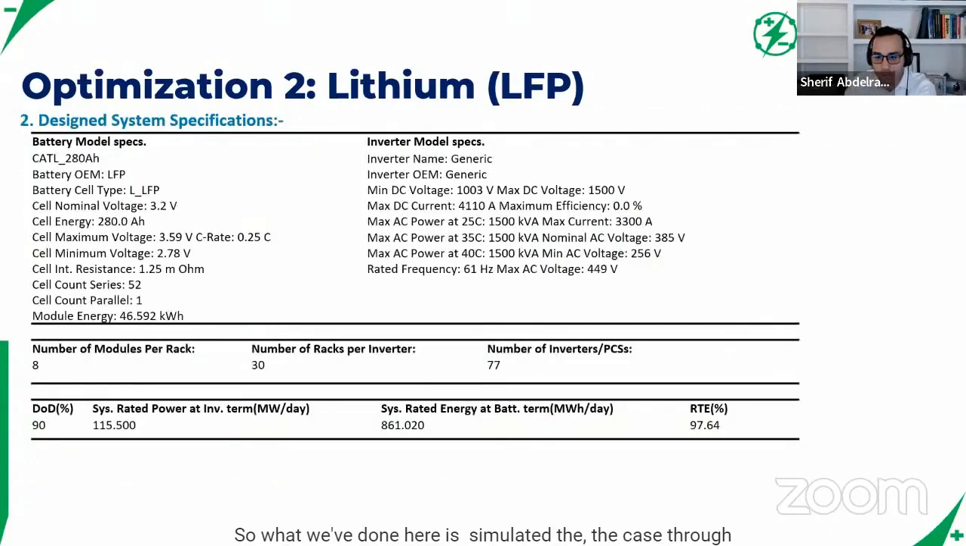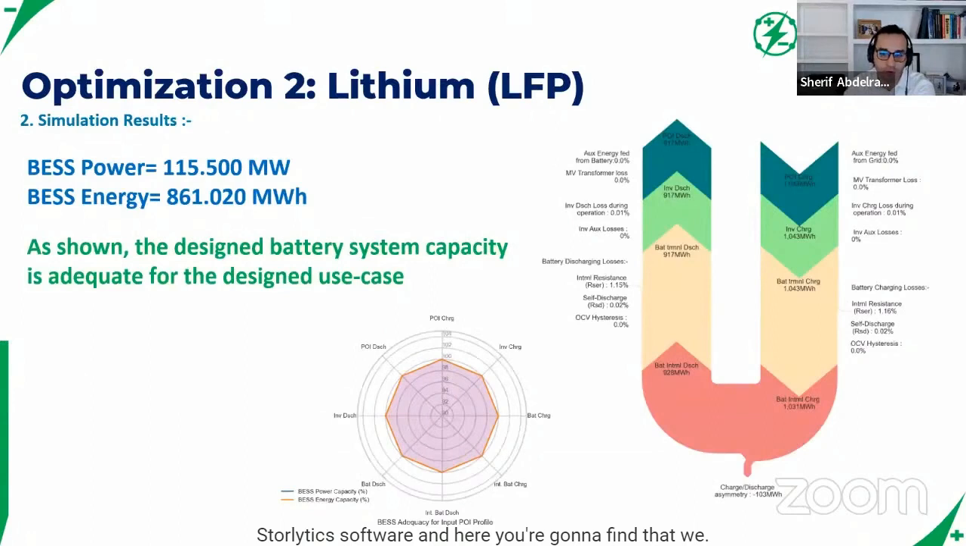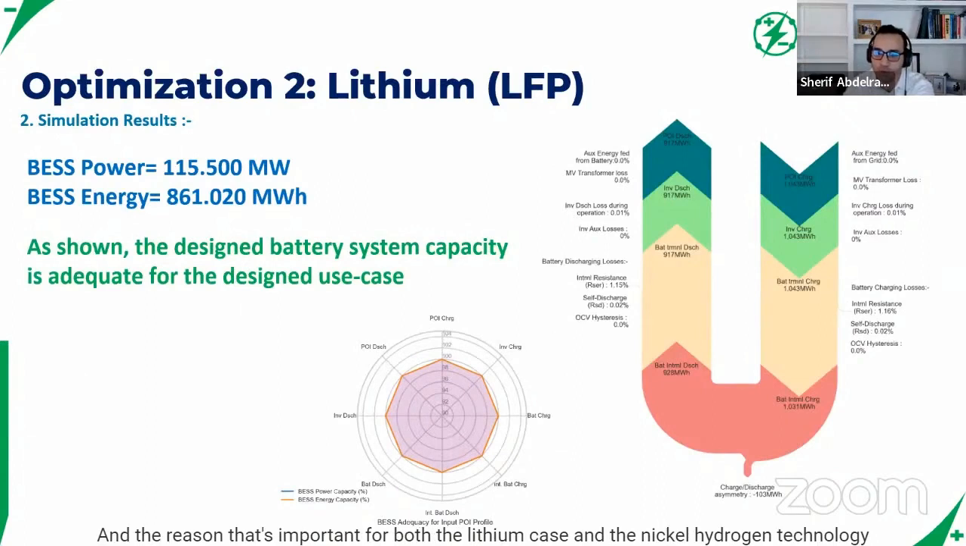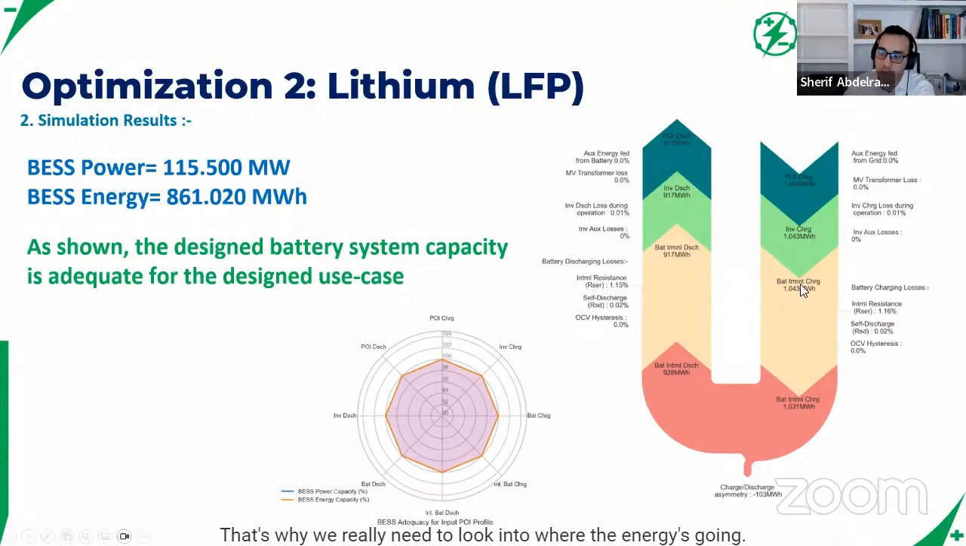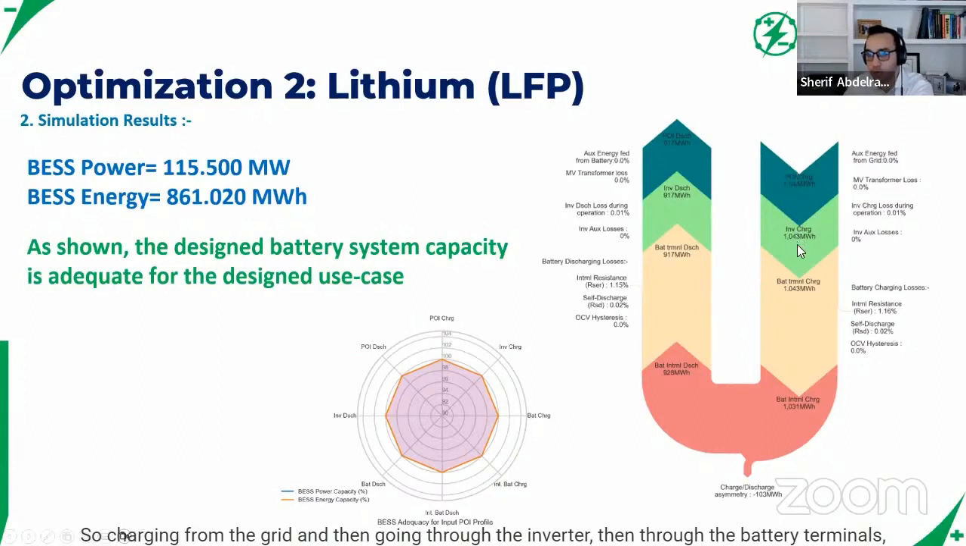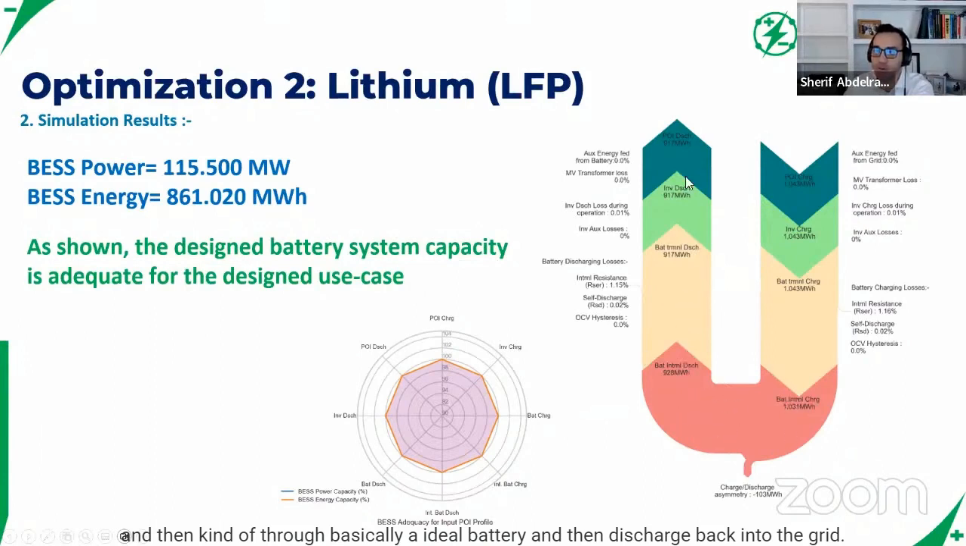So what we've done here is simulate the case through the software. And here you're going to find that we added the Sankey diagram, or the loss diagram. The reason that's important for both the lithium case and the nickel hydrogen technology case is that there is a significant difference in the amount of losses between these two technologies. That's why we really need to look into where the energy is going. Just for everyone's background, this is the charging portion: charging from the grid, going through the inverter, then through the battery terminals, then through basically an ideal battery, and then discharging back into the grid. As you go through these different steps, there are losses here.